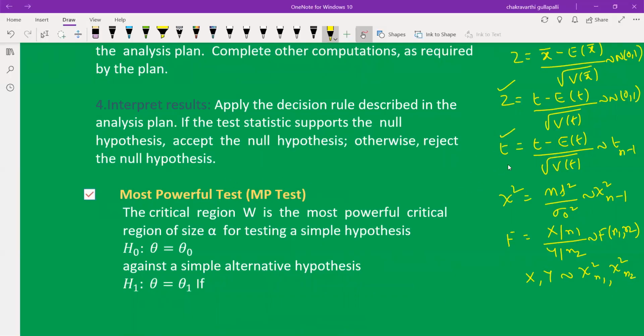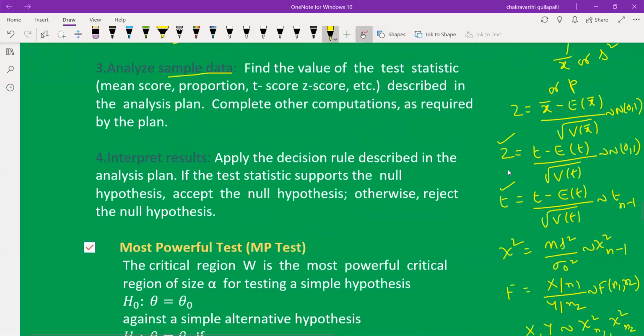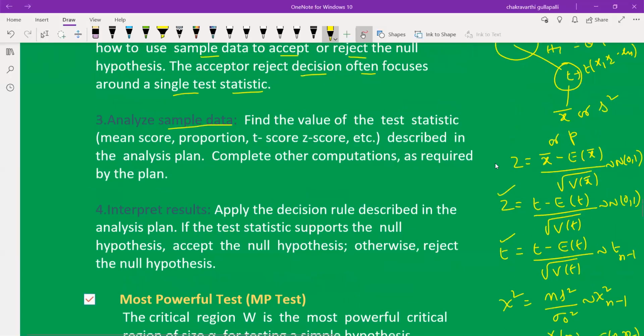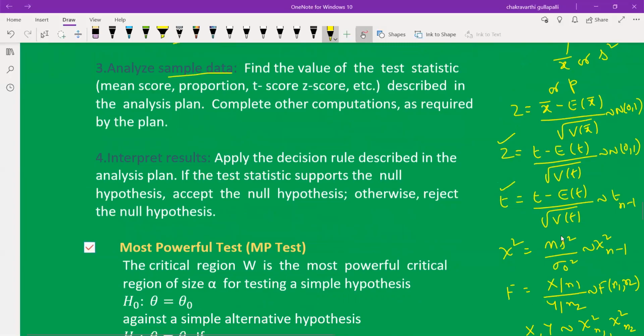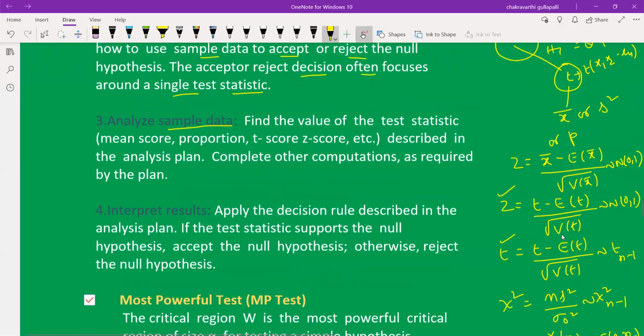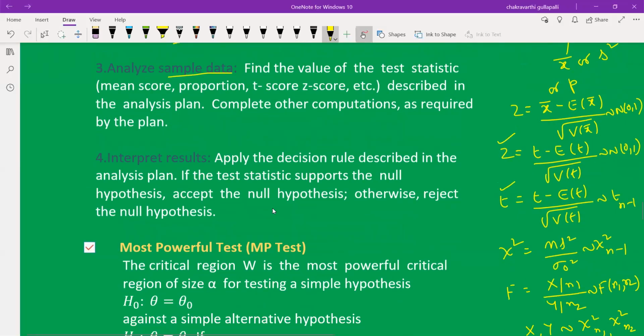So these are the different statistical formulas. Based on the mean score or proportional score, we have to take the suitable statistic and calculate the test statistic value. Now, interpretation of results. Interpret the results. That is very, very important. Apply the decision rule described in the analysis plan.